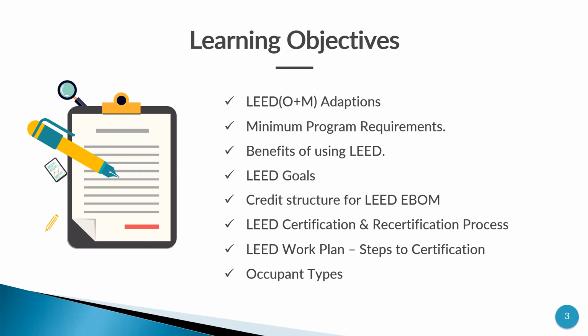It is basically an Excel sheet which contains all the credit categories. Credit categories you can consider as the modules. Then under credit categories, you will have credits and prerequisites. Prerequisites are the mandatory part of it. Credits are optional. For credits, you get points, and for prerequisites, you don't get any points. Once you meet all the requirements, you total it up, and based on the number of points, you'll get the certification.